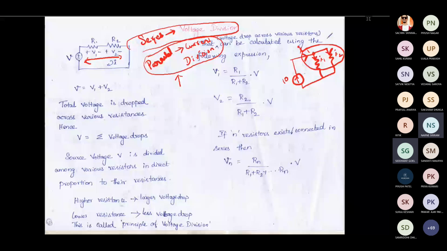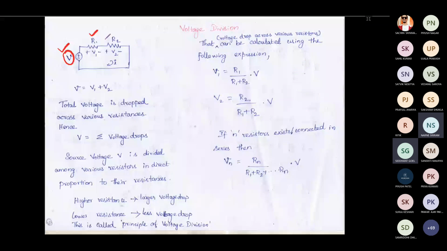If you know the overall voltage and if you know the individual resistance values of R1 and R2, without finding the current, you can directly find the voltage across the individual elements. So for example, let's say that you have a 10 volt source here, a 2 ohm resistor for R1 and a 3 ohm resistor for R2. I want to find V1. Without finding I, I can directly find the voltage. So how can I find the voltage?